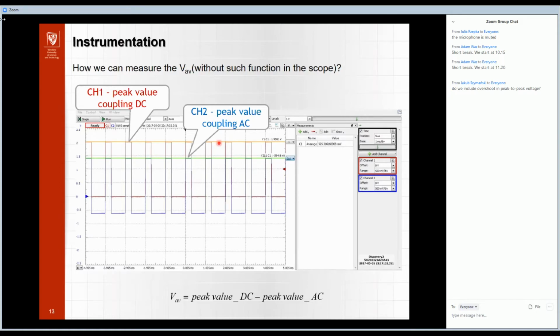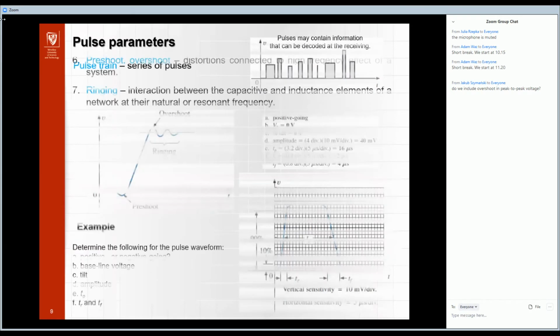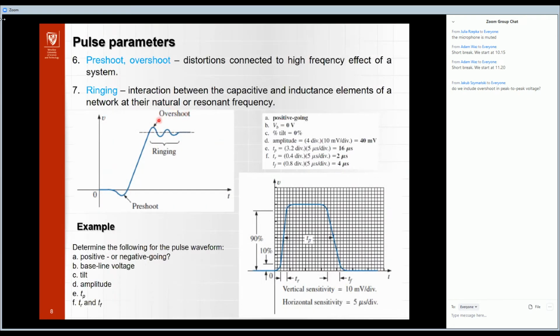Not only, because this functionality is not connected only with the average value. That is one way, but the main function of the AC and DC switch is connected with something else. Let me show you. Sometimes we can observe signals with a small average value and small ringing. For example, the ringing is something interesting for us now, which is only in this region, not for the whole signal. Without the AC function, we cannot see this.